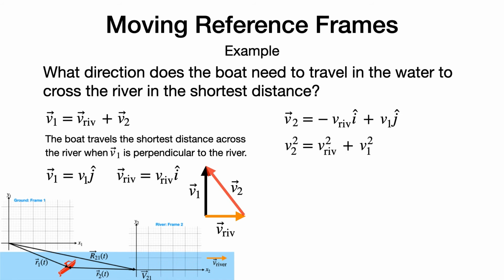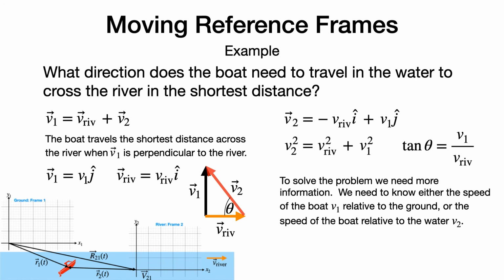And we can use a little bit of trigonometry to find the angle of the boat relative to the horizontal direction. So tangent of theta is going to be just the ratio of the speed of the boat relative to the ground and the speed of the river flowing. Now, to answer our final question here, what direction does the boat need to travel, we need to calculate theta. But we don't quite have enough information yet to do this.